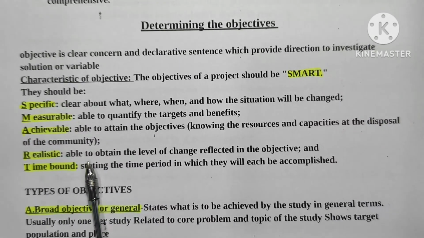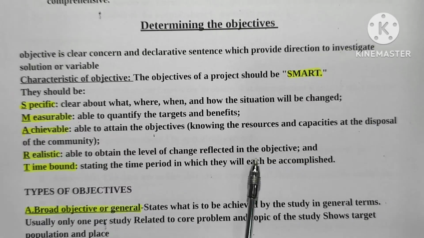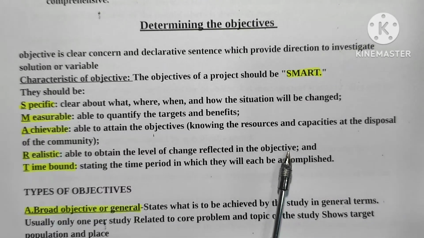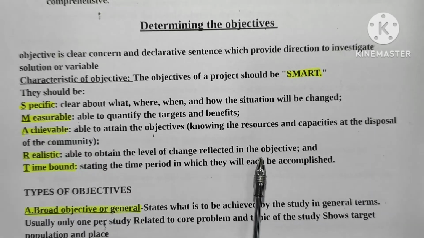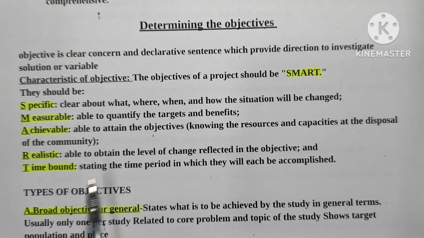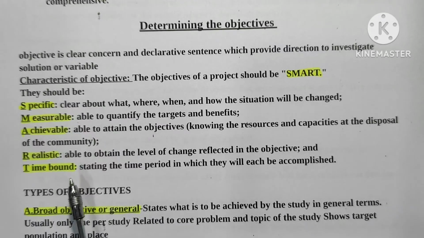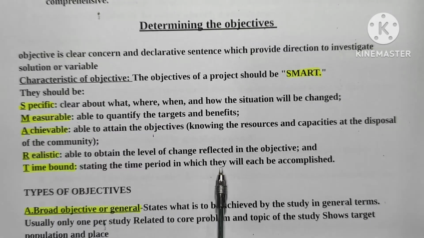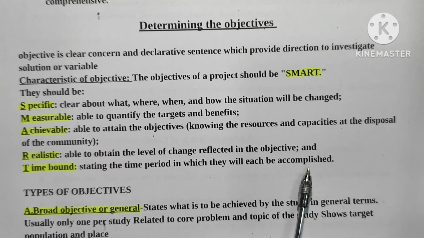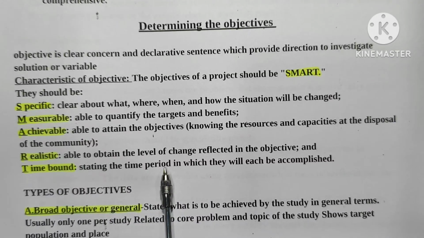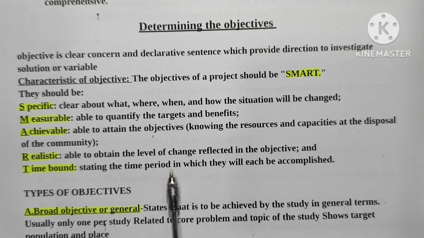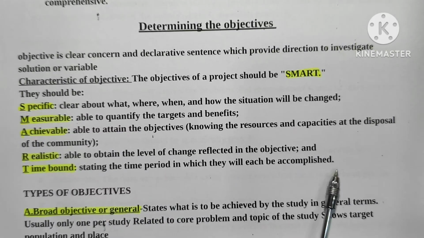R for realistic: you should be able to obtain the level of change reflected in the objective. T for time bound, stating the time period in which they will each be accomplished. For example, this study will be conducted for so and so period with this much sample size. Like that, you should clearly state the time period in which they will be achieved.